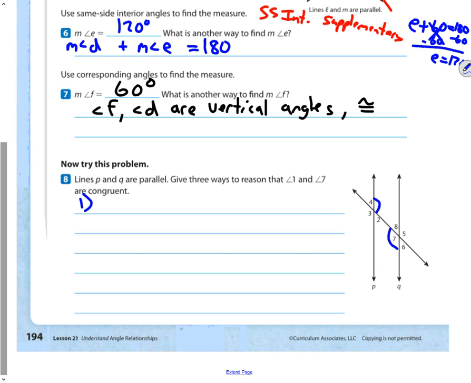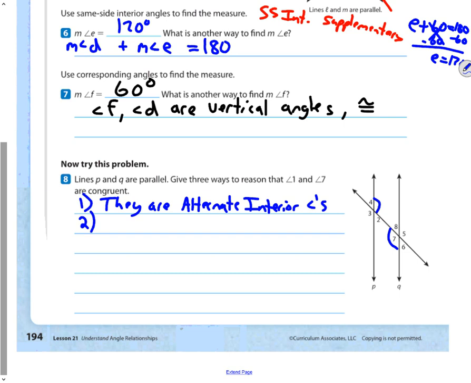For one, I would say, if you didn't catch this, they are alternate interior angles. And since they're alternate interior angles, they are congruent. There's my angles symbol. Now, can you come up with another way why they're congruent?